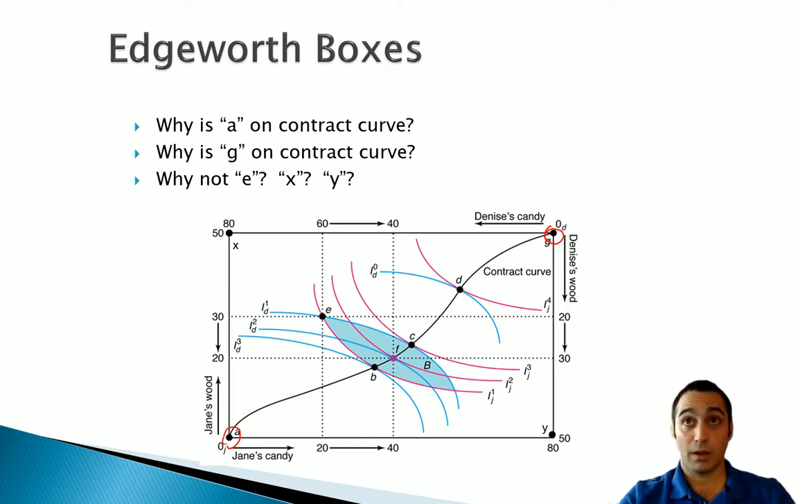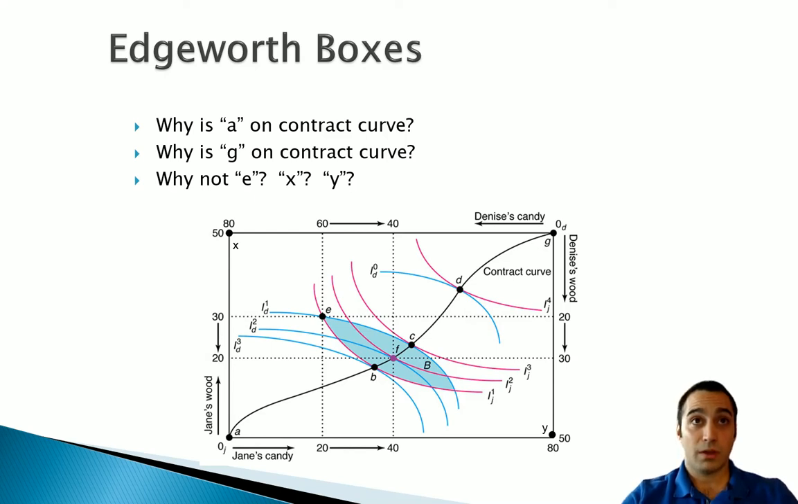That won't work. The converse at G. At G, Jane has everything. If I move from G to anywhere else, I can certainly help Denise, but I can't help Denise without hurting Jane. Therefore, G and A, although incredibly unfair from an equality standpoint, are both Pareto optimal.